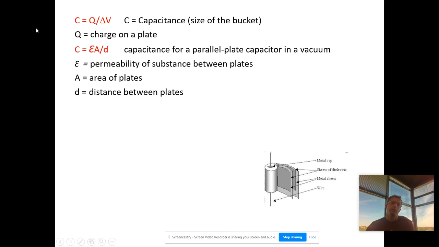Right. So some equations. These are kind of our big equations. The capacitance is basically the size of your capacitor, right? How much can it hold? How big is your bucket?